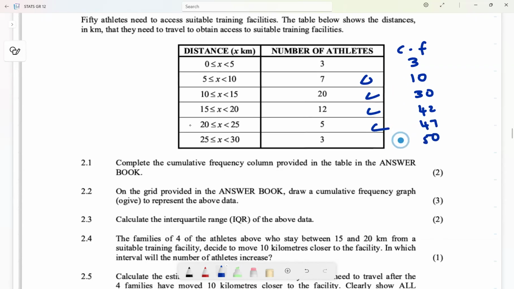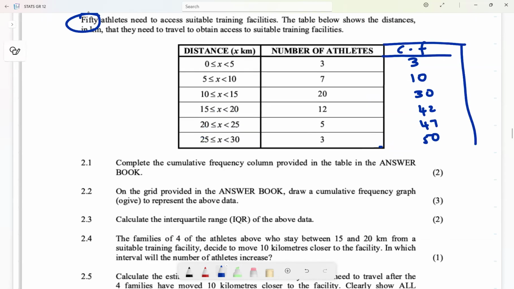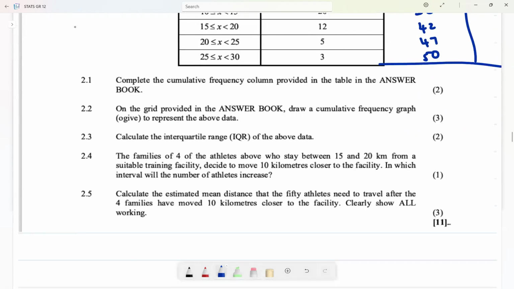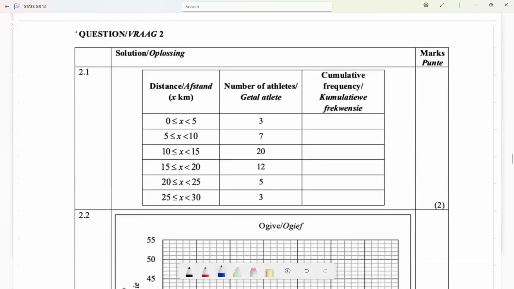And it is cool because they have told you that there are 50 athletes. Can you see that? Yes. So this is my cumulative frequency data. Okay, and then on the grid, I'm going to say it is 3, 10, 30, 42, 47, and 50.